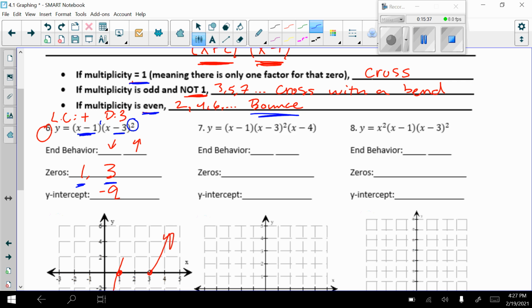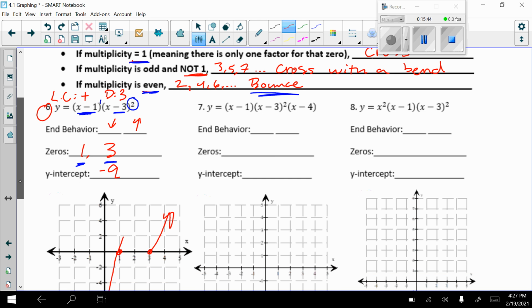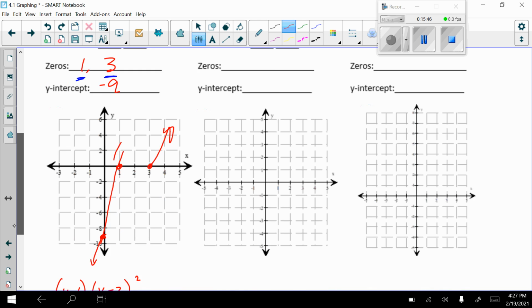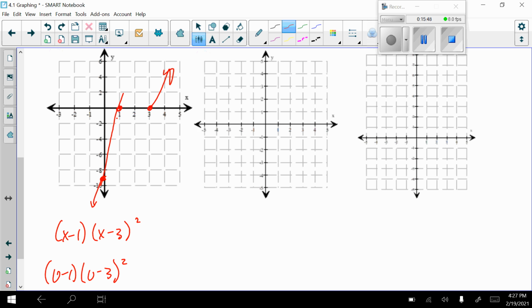That means at 3, which is the 0 associated with this factor, instead of crossing the x-axis like I did here, I'm going to come up and I'm going to bounce off of it and continue to go up, which makes sense because my end behavior needs to go up from 3. So instead of crossing it, I'm going to hit 3 and bounce off of it and keep going as I move towards infinity. Okay.